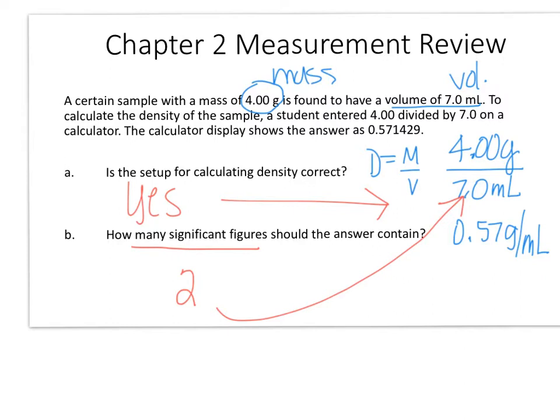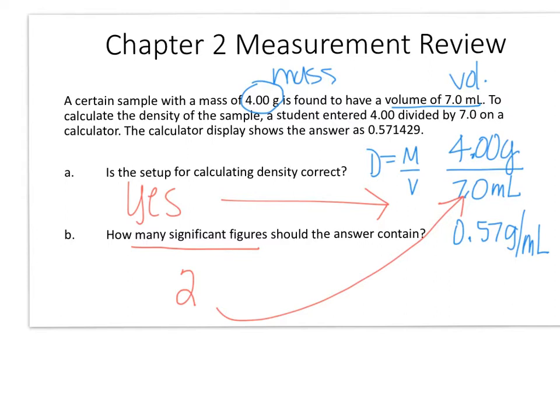So this problem was giving us a mass and a volume, and it told us what the student did to get the answer, and it said the calculator displayed an answer of 0.57, and it wants to know, A, is the setup for calculating density correct? So the way you would check that is you would just literally do a density calculation yourself, mass over volume, plug those numbers in, and when you got that on the calculator, you would see that it does, in fact, give you the same answer. So that answer would be yes, it is the correct setup.